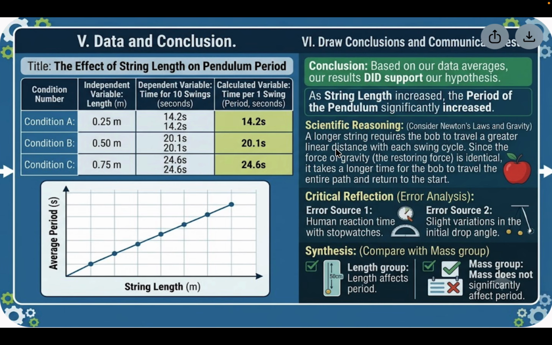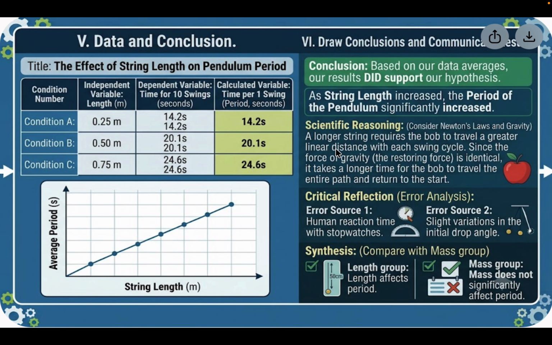Scientific reasoning: Newton's laws and gravity. A longer string forces the bob to travel a greater linear distance in each cycle. Since the gravitational restoring force is identical, it takes longer for the bob to complete the full path. Critical reflection: sources of error, human reaction time, and small angle variations are identified.